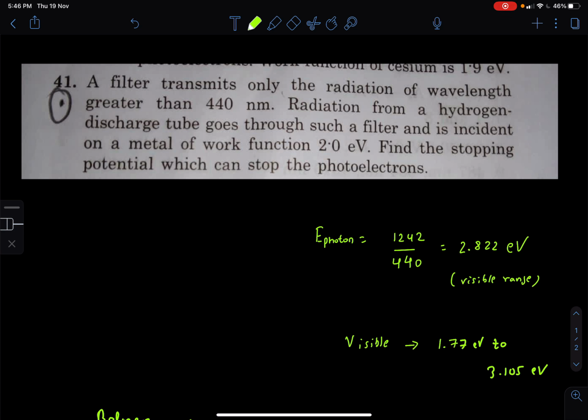Okay, this is question number 41 from H.C. Verma, Bohr's model. You can go ahead and read the question. I will proceed towards the solution.